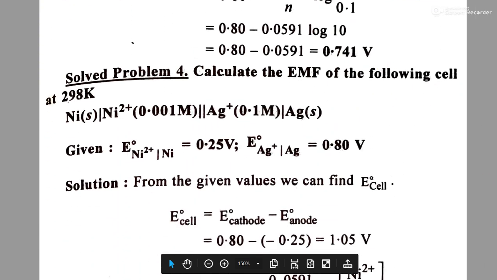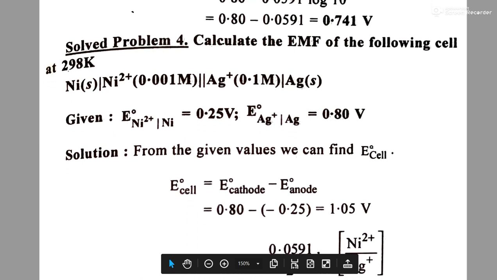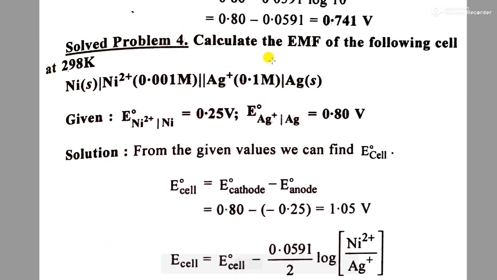Calculate the EMF of a cell at 298 Kelvin. Here you have to note that the complete cell is represented, and the oxidation and the reduction reactions are given. So you have the anode and the cathode, both given in the question. You can see a nickel rod dipped in Ni2 plus ion solution, and the other half cell is a silver rod dipped in silver ion solution, and a salt bridge is separating these two half cells.